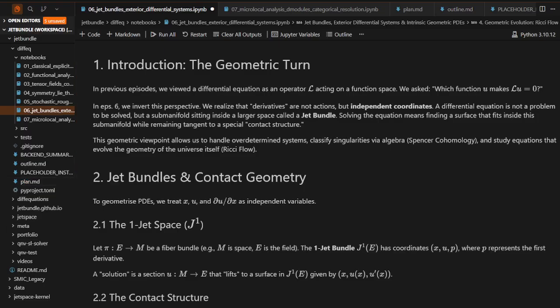And again, in earlier episodes, we were hunting for functions that satisfy particular operators, right? But here we're going to flip it. Again, derivatives become coordinates, and the partial differential equations are going to become submanifolds in these vast jet bundles, all right?